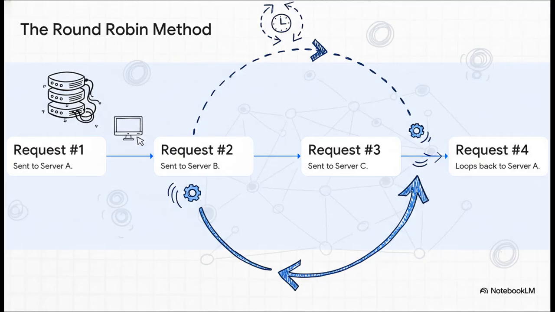And one of the simplest ways this works is a method called round robin. It's exactly what it sounds like. The first request goes to server A, the second one, server B, third goes to C, and the fourth, it just loops right back around to A. It's a super simple but incredibly effective way to spread the load evenly.